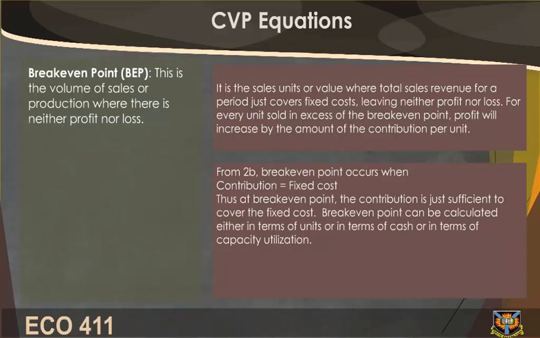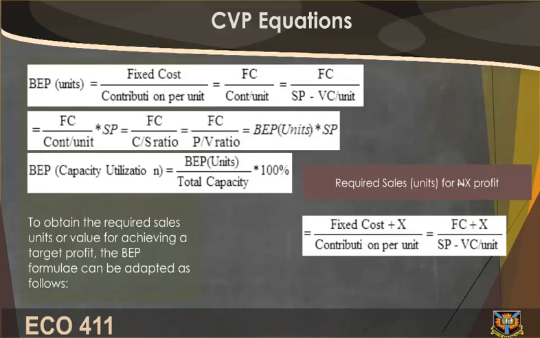Break-even point can be calculated either in terms of units or in terms of cash or in terms of capacity utilization. To obtain the required sales units or value for achieving a target profit, the BEP formula can be adapted as follows.